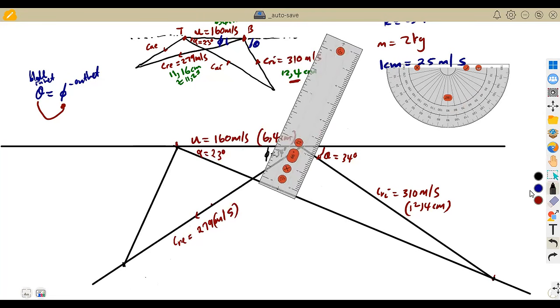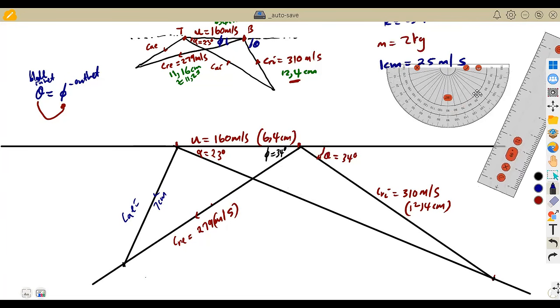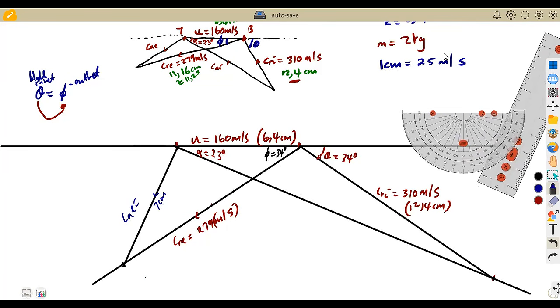So this length is 7 centimeters. All right, so we've got a length of 7 centimeters. This is the exit, the absolute exit here. At the exit, 7 centimeters, then convert it to the scale, to meters per second. Remember, 1 centimeter is 25 meters per second, so it's going to be 7 times 25. That gives us 175 meters per second. So you multiply by 25.